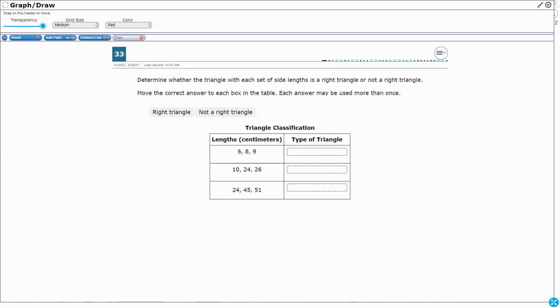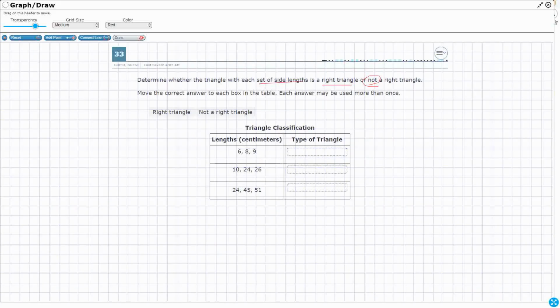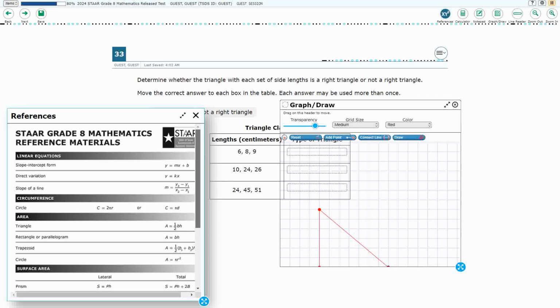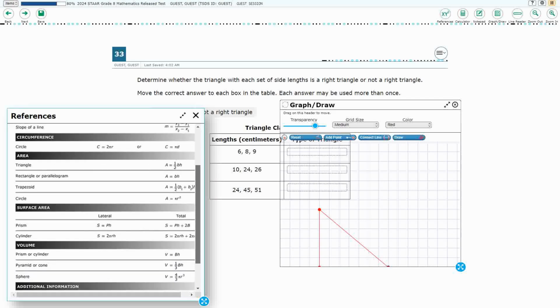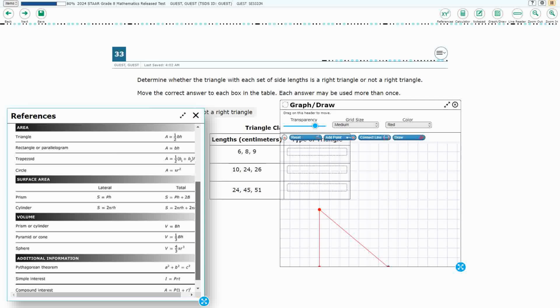So we need to determine whether the triangle with each set of side lengths is a right triangle or not a right triangle. All right. So if we wanted to, we can visually try to draw something that looks like this. The question is, is it a right triangle? Well, we'll have to see. And what we should know about our right triangle is going to be on our reference materials. It's not labeled right triangle, but it's right at that very bottom. The additional information, I'll put it at the bottom of the screen.